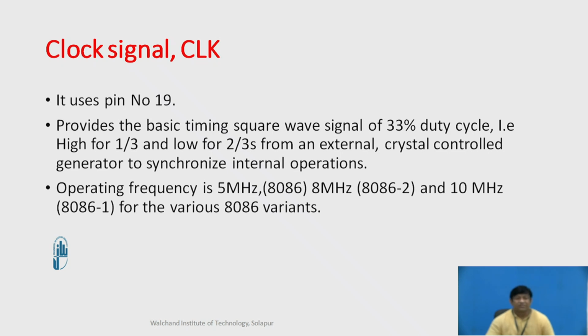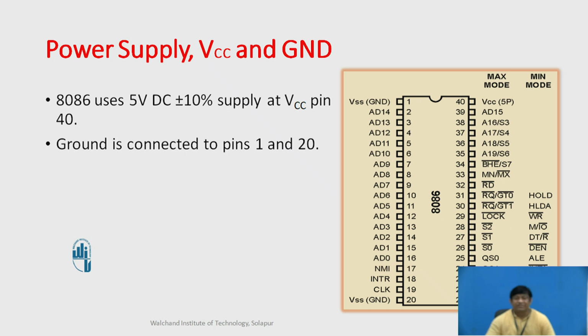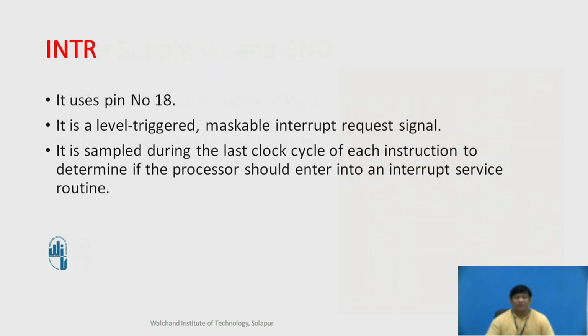Then clock signal CLK uses pin number 19, providing the basic timing square wave signal of 33% duty cycle, that is high for 1/3 and low for 2/3, from an external clock generator. Then power supply VCC and GND. The 8086 uses 5 volt DC, with a plus or minus 10 percent margin, supply at VCC pin 14. Ground is connected to pins 1 and 20.